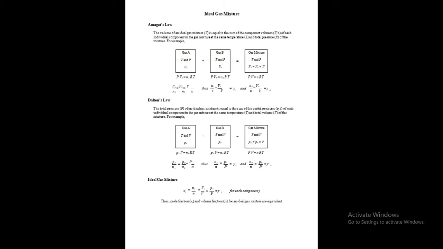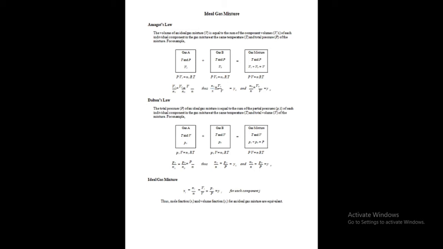In this condition, we consider two components: one is gas A, another one is gas B. When we consider gas A, temperature and volume are constant, pressure is a variable, and that pressure is PA. Similarly, for gas B, temperature and volume are constant, pressure is a variable, equal to PB. For the gas mixture, the same for temperature and volume. What about the P value? P is equal to the addition of the two component pressure values: PA plus PB is equal to P.